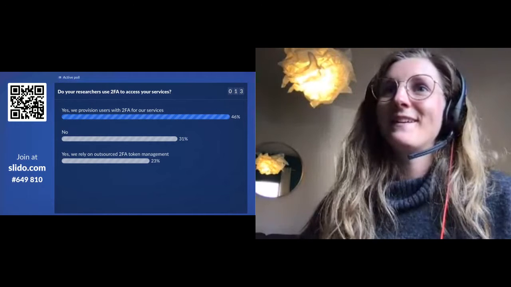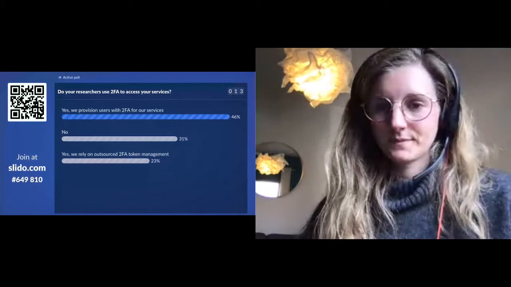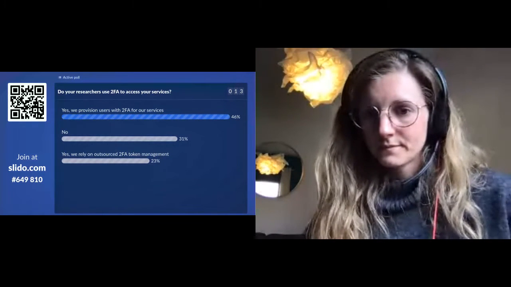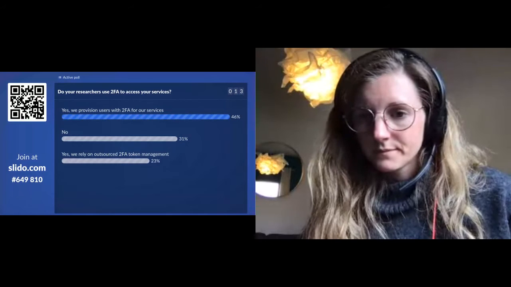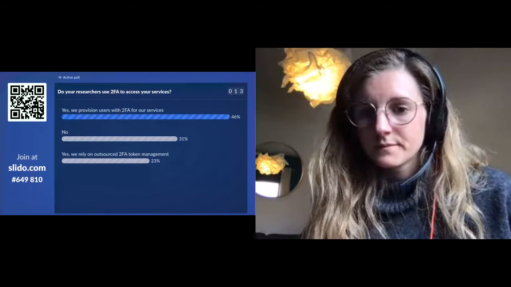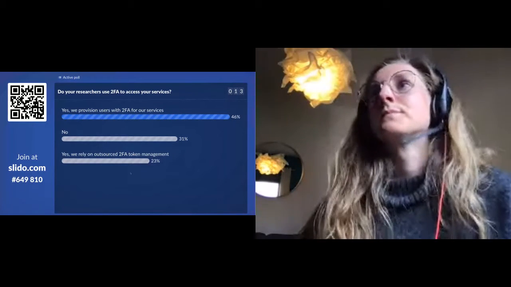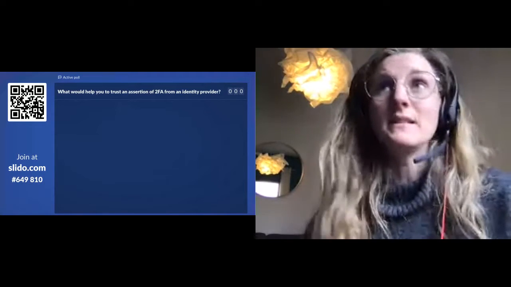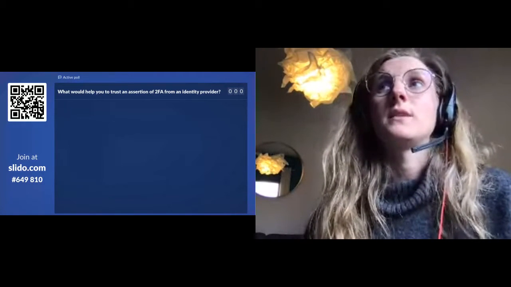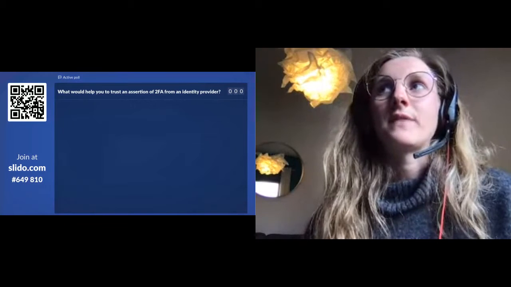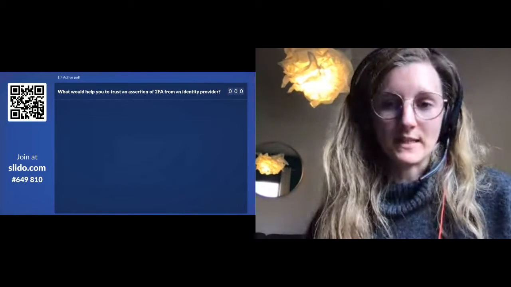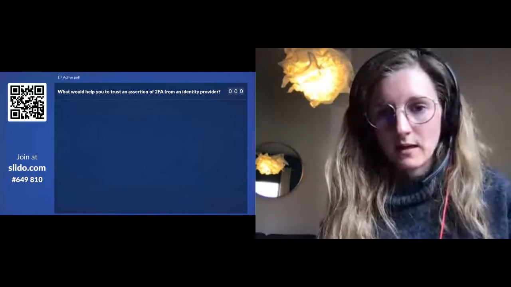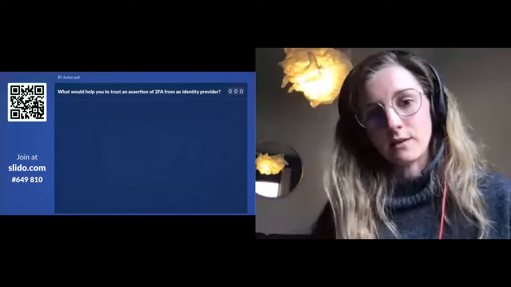Almost there. 13. Okay. And this is the final question that we had. What would help you, do you think, to trust an assertion of second factor authentication from an identity provider in Edugain? So again, an identity provider in Edugain is probably some other university whose users would be accessing your research community.